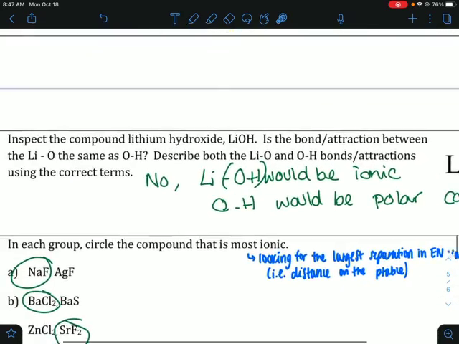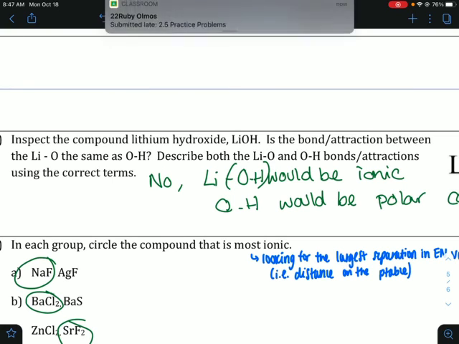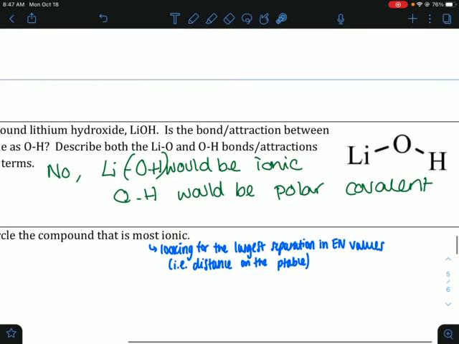Number 4, inspect the compound lithium hydroxide, LiOH. Is the bond attraction between Li and O the same as O and H? Describe both of those in terms of bonds and attractions using the correct term. So the answer is no. If we look at this molecule, it is Li, which is bonded to an oxygen, which is bonded to a hydrogen. So again, it's LiOH, and OH here is together.